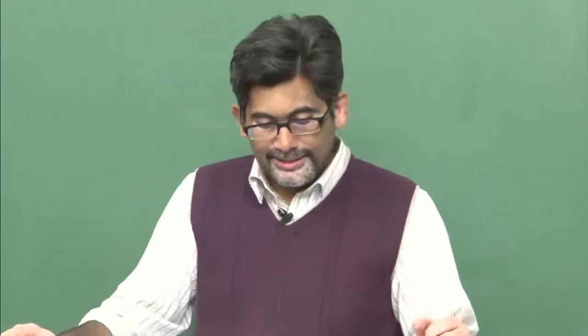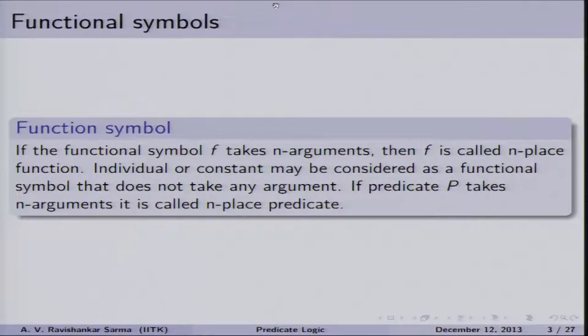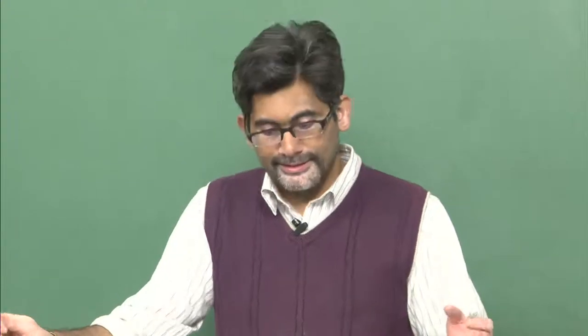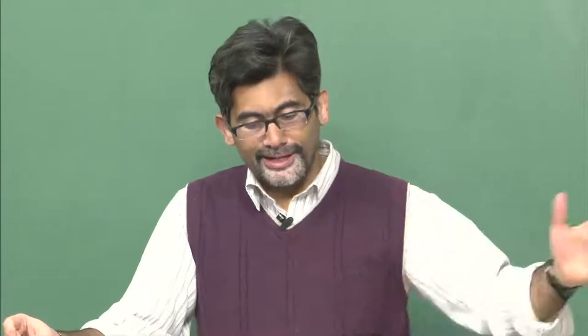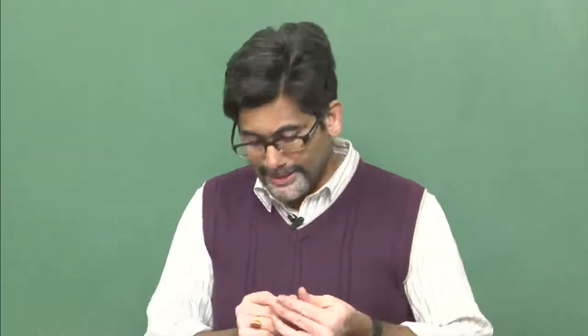Now individuals or constants may be considered as a functional symbol that does not take any argument. So these things are considered to be individual constants. If a predicate P takes n arguments, then it is called an n-place predicate. For example, unary predicates are, for example, x is mortal, so that is M x. Suppose you want to say that x is brother of y, so B x y, where x and y are in some kind of order. Or if you want to talk about tertiary predicates, three-place predicates, then we can give some examples for tertiary predicates, etc. So if you use n arguments, it is called an n-place predicate.